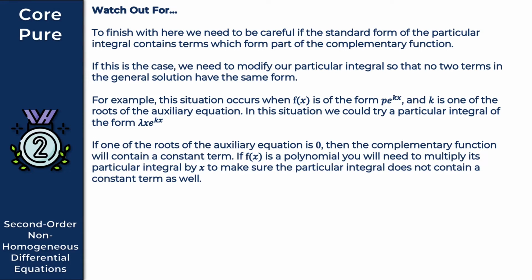And if one of the roots of the auxiliary equation is 0, then the complementary function will contain a constant term. So if f of x is a polynomial, you will need to multiply its particular integral by x to make sure that the particular integral does not contain a constant term as well. Like we said, this is something that you do need to be careful of, and just check this as you work through any question on second order non-homogeneous differential equations. To finish with, let's take a look at a practice question together.